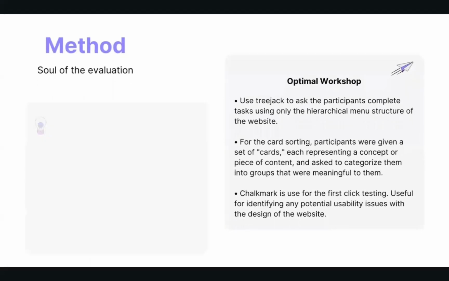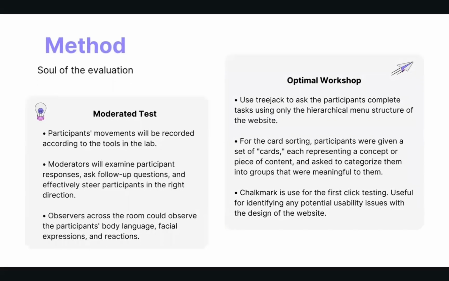Now let's delve into the methods we use to evaluate the user experiences, moderated and unmoderated testing. For moderated testing, we utilize the tools in the user experience lab to track and record the participants' navigation process. This allowed us, as moderators, to examine the participants' responses, ask follow-up questions, and effectively steer the participants in the right direction. Meanwhile, 3 team members acted as observers. We'll be observing the participants' body languages, facial expressions, and reactions from an adjacent room.